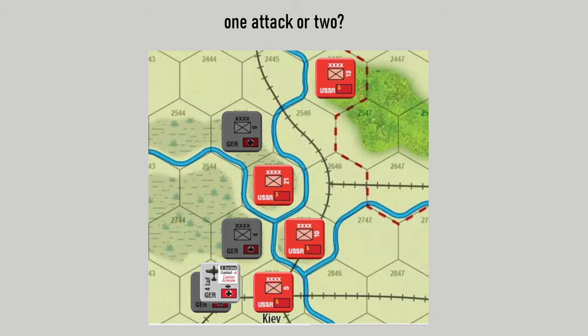In this case, my opponent chose to launch 1 combined assault rather than 2 separate ones. And remember, the objective here really is to take that space. They're trying to turn the flank of the units in Kiev and force a retreat of Soviet units from there. Did they make the right call?